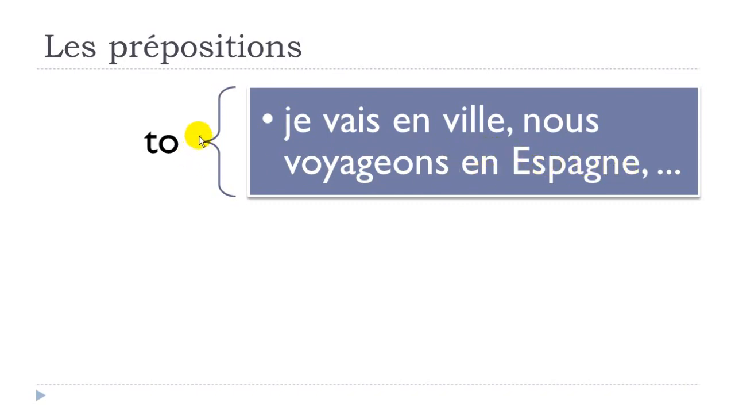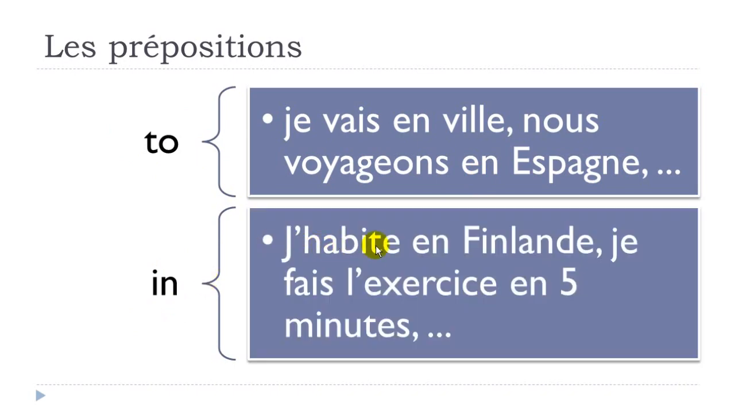In that case, when you want to express this to concept in English, in many cases we'll use this preposition en. Another use could be this in. For instance, j'habite en Finlande. Habiter is to live. I live in Finland. J'habite en Finlande.